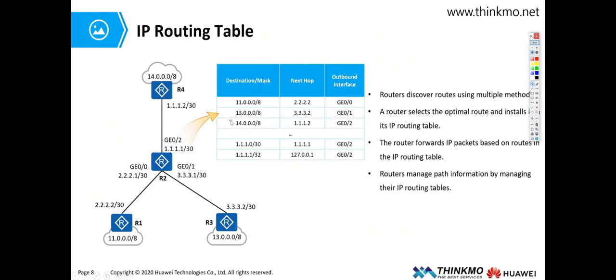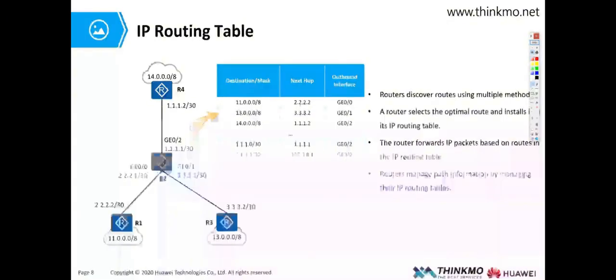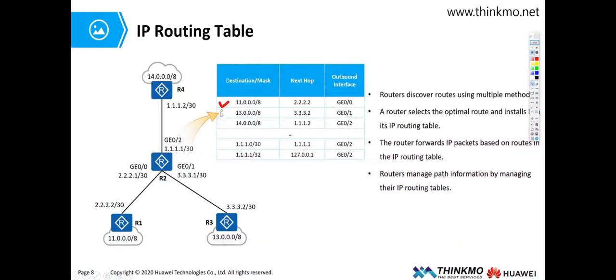your mom tells you the route to school, and your dad also tells you the route to school. Here, you will choose one person to listen to and put it in your table. We say that through different methods, when we hear this information, we can choose one to place in our routing table, selecting the best one. Now, in this context, the router will forward IP packets based on the routes in the routing table. The router manages these path information by managing its IP routing table. A routing table may contain many routing entries, but the routing table only includes the optimal routes, not all routes.